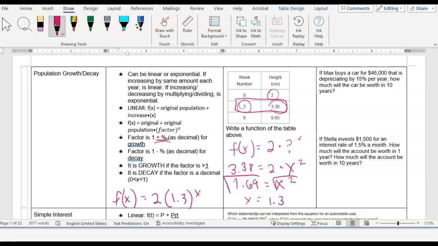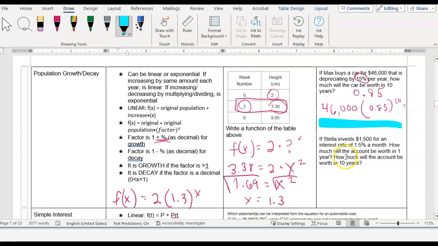All right, if Max buys a car for $46,000, it is now depreciating by 15% per year. So if it's depreciating, that means what's left of that is 0.85. And then it says how much will the car be worth in 10 years. So our starting amount is 46,000 times our rate to the power of 10. You can go ahead and calculate that yourself. I'm expecting to see an answer here.